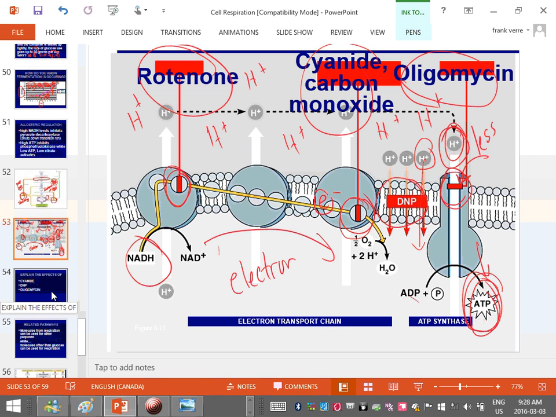Okay, so these are things that are really bad for the cell. As you can see, they either disrupt electron flow, or they allow protons to leak through, or they prevent protons from leaking through. Not very good.